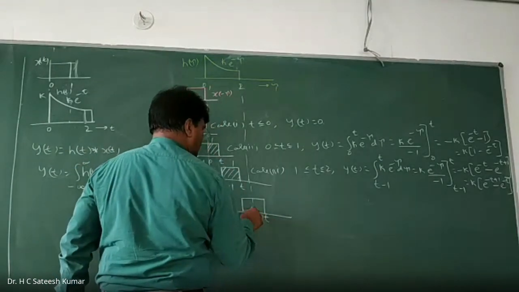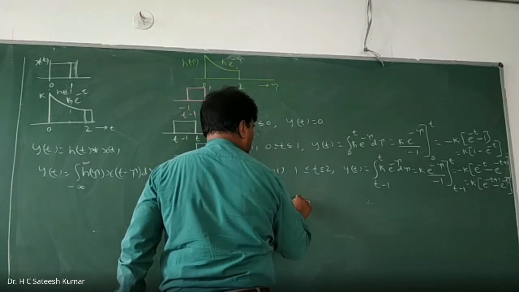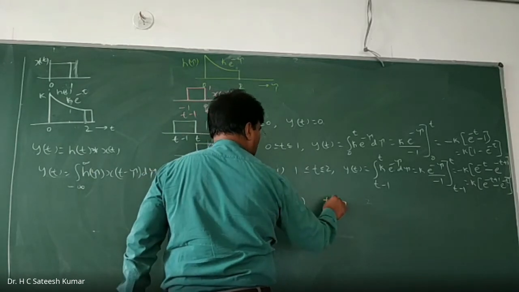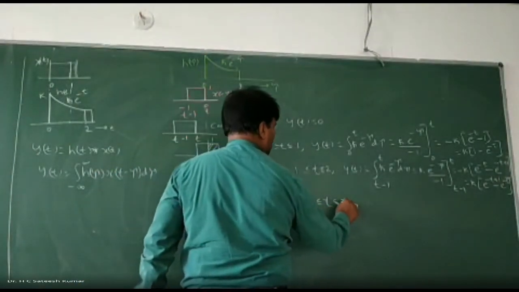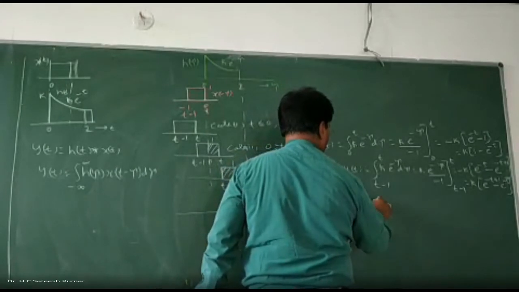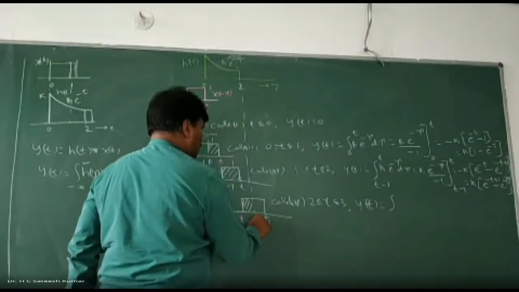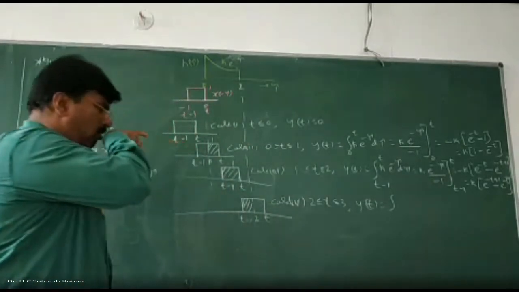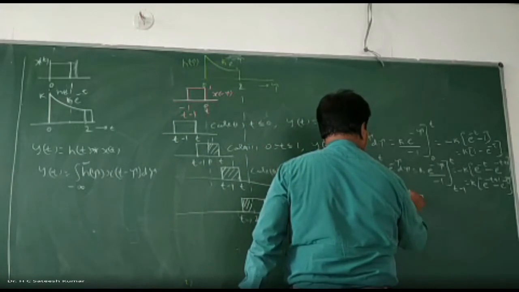This is t minus 1. Width is 1. Therefore, we'll have to move by 1 unit. Case number 4. What is that we have? T lies between where to where? 2 to 3. Y of t is equal to integration from where to where? T minus 1 to 2.